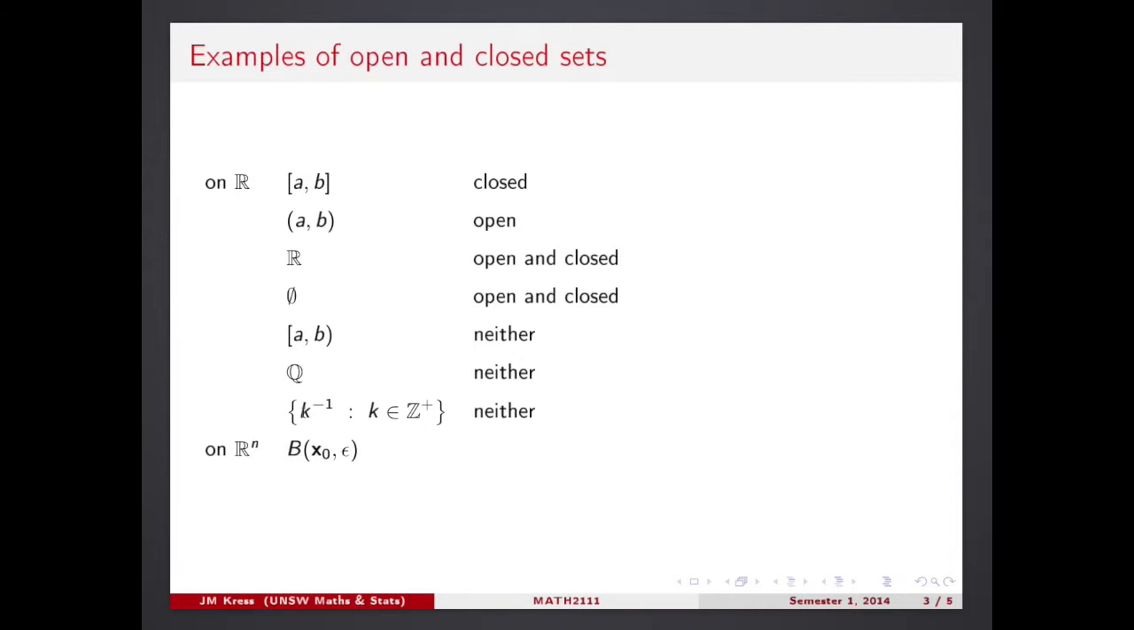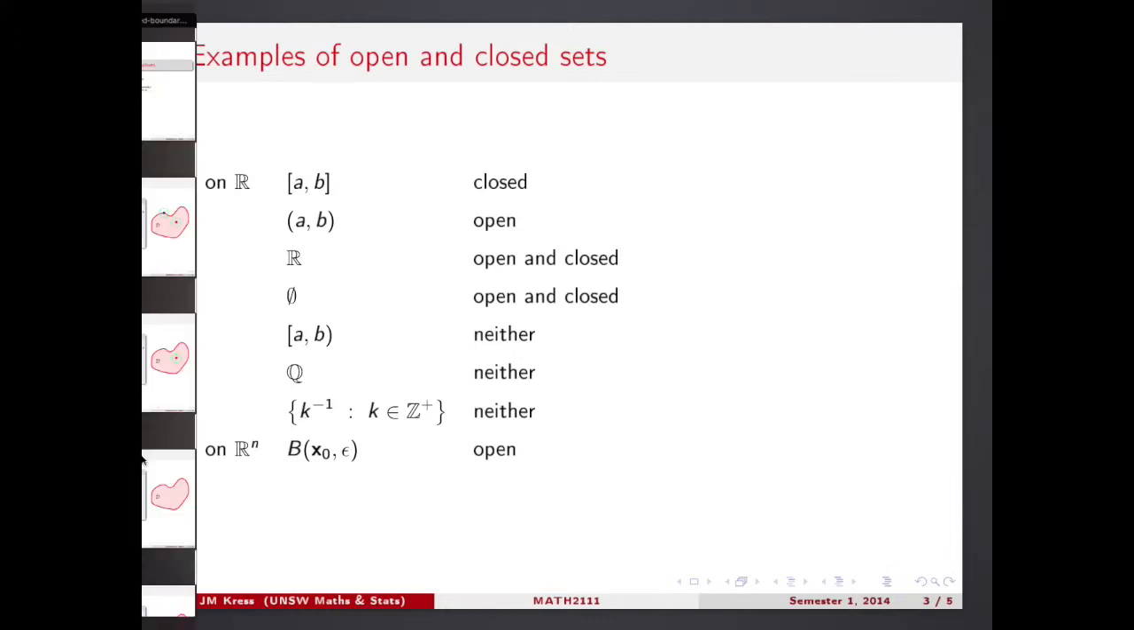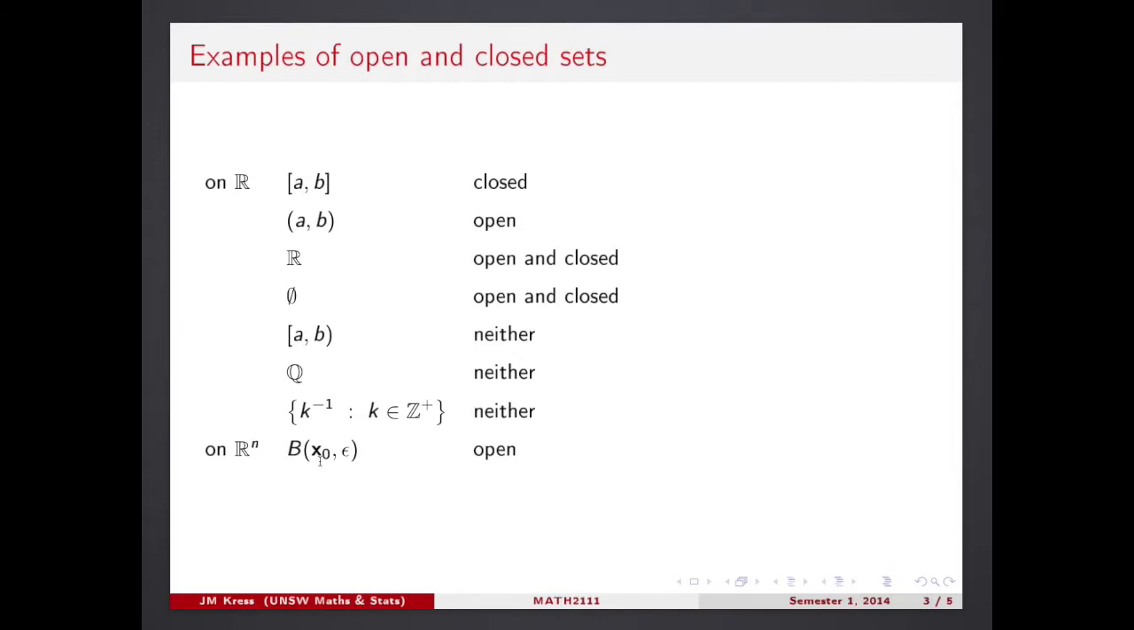All right. You probably will discuss this in more detail in the tutorial next week. Now this time there will be examples on open and closed sets. There's one example in the n-dimensional setting: the example of a ball itself. If you take a ball at any point x0 with any radius epsilon, this set will be open.